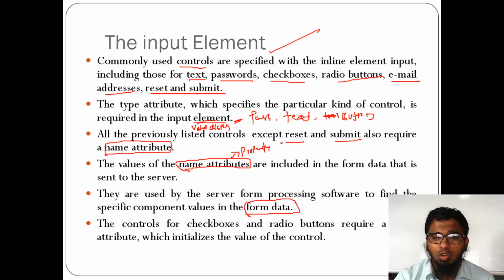As I told you, you can use the password attribute, text or button. So here the component will find the specific component value in the form data. Meaning if you are writing name, the name value will be displayed specifically. If you are writing DOB, date of birth, then only date of birth is captured; your name should not come in the place of date of birth. So it will find the specific component values in the form data.